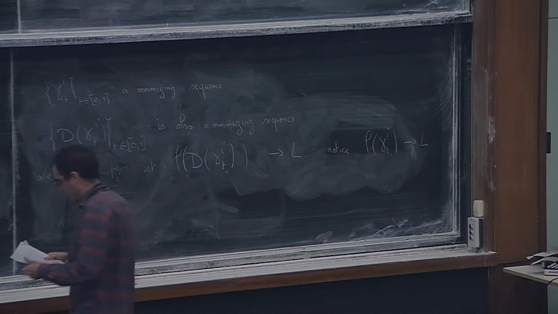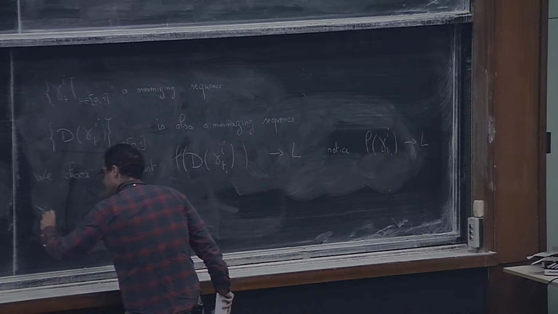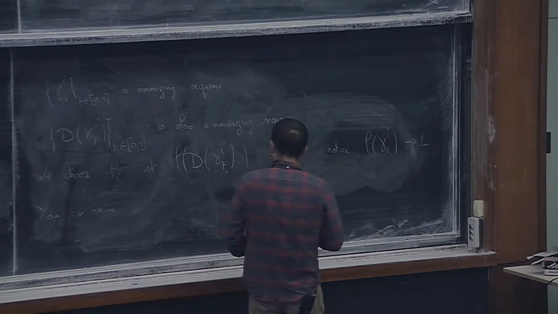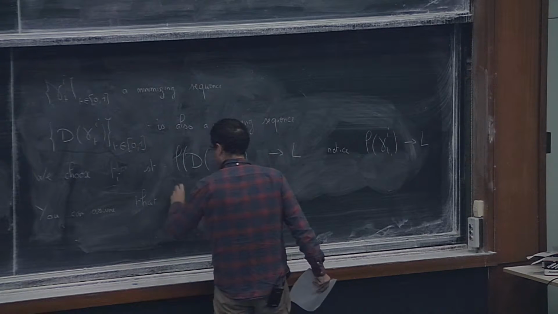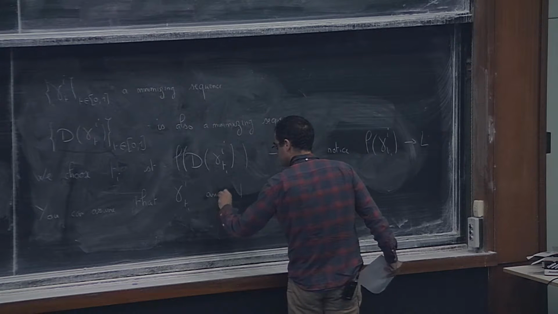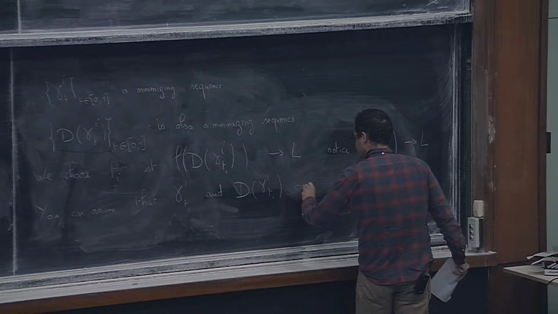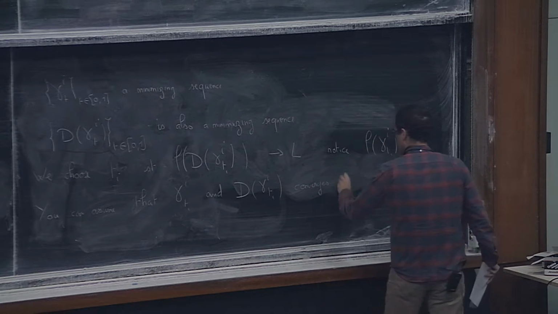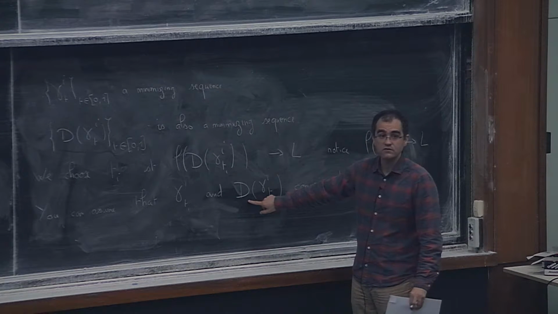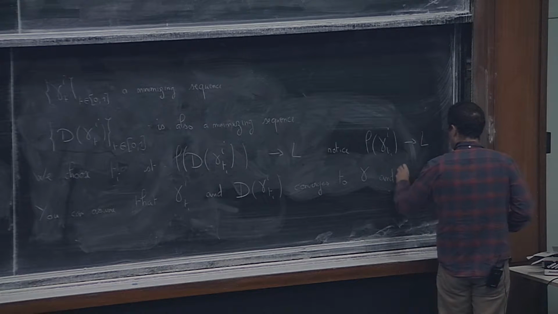Okay. One thing that you can also assume now is that gamma_i,t_i and D of gamma_i,t_i converge to some curve gamma, and in fact the map D you can prove is continuous. So D of gamma_i,t_i converges to D of gamma.